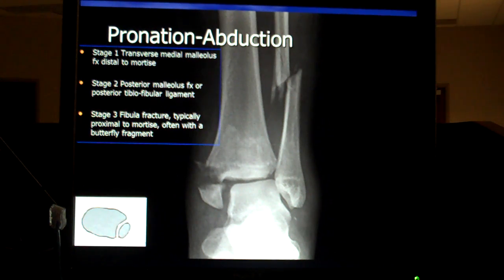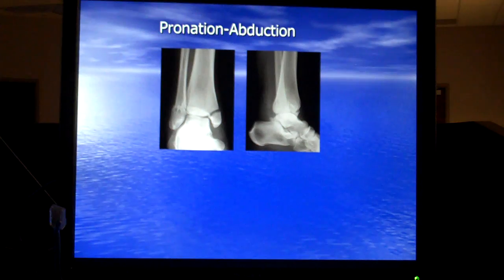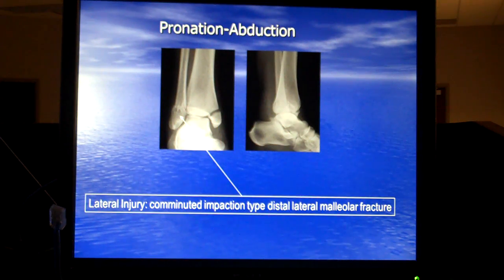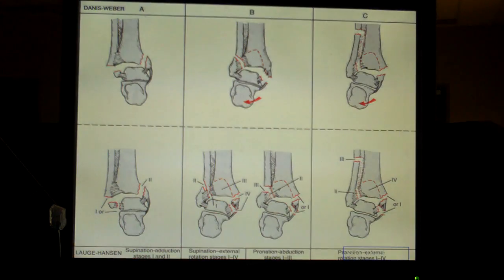Okay, pronation abduction is a transverse medial malleolar fracture, posterior malleolus fracture, or the tib-fib ligament posteriorly, and then the fibula fracture is way proximal to the mortise with a butterfly fragment. So these are usually higher level injuries. So it goes from medial to lateral. Pronation abduction: medially there's a transverse fracture, laterally there's a transverse fracture.